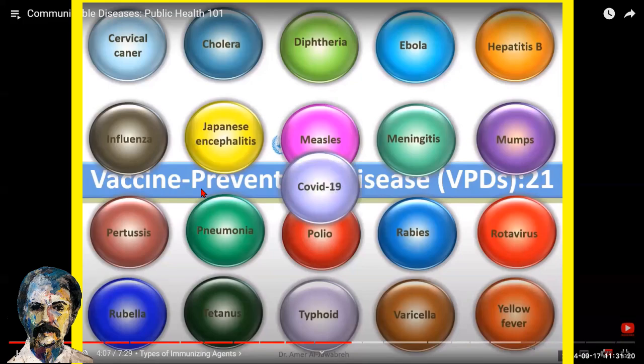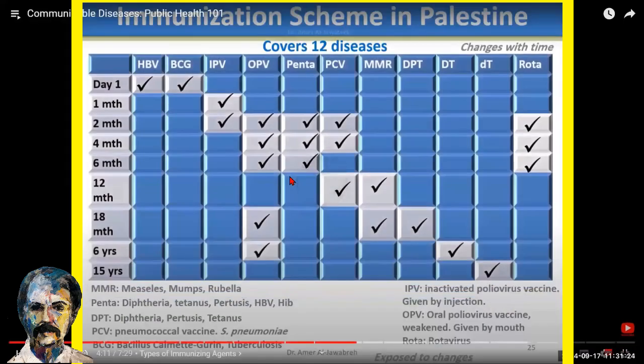Okay, let's have a look at two things. Look, this is the immunization scheme in Palestine. I am going to show you two immunization schemes: Palestinian, set out by the Palestinian Ministry of Health, and Israeli, set out by the Israeli health authorities. Why am I doing this? Because some of you are Palestinians from Palestine, and some of you are Palestinians with Israeli IDs. So you have to know both.